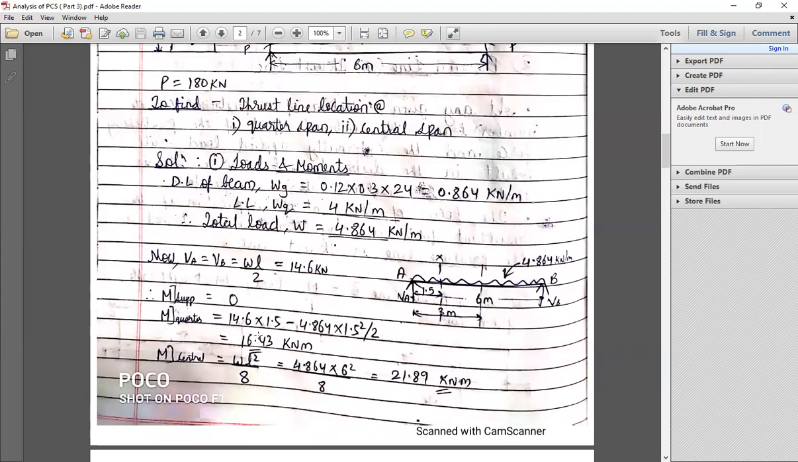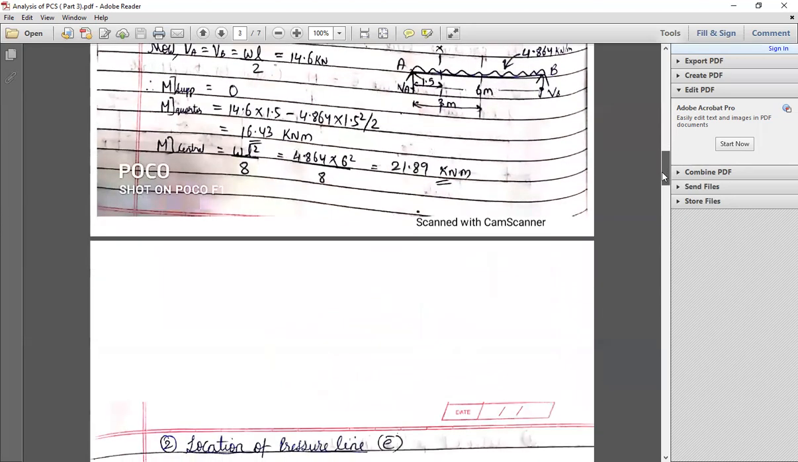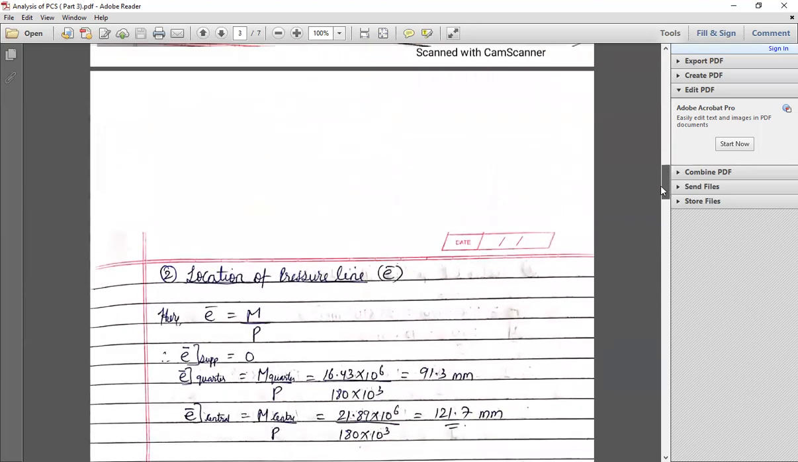So at the quarter span it is coming out to be 16, and at the central span, directly WL square by 8, you can use the equation, and this is coming out to be 21.89. Okay, so we have calculated the loads and the bending moments at the quarter span as well as the central span. Now let us find out the location of the pressure line.